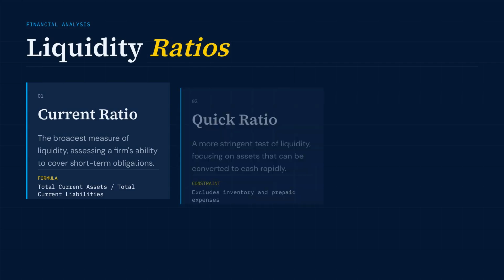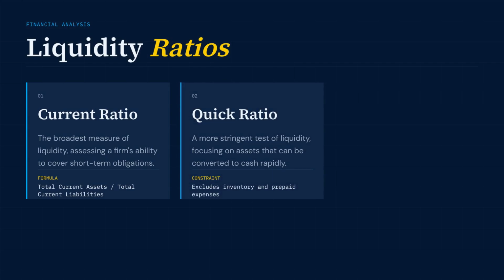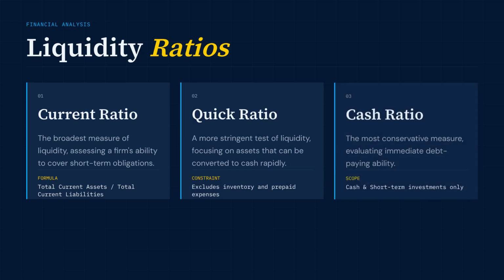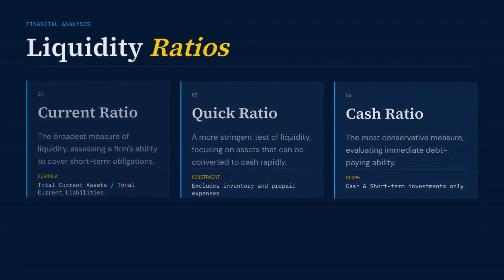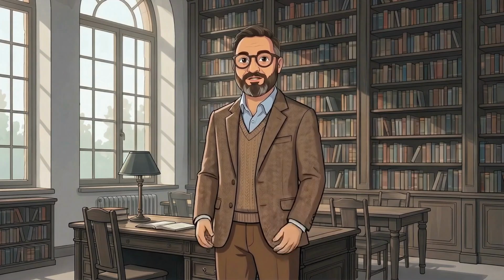The quick ratio is more focused, removing less liquid items like inventory to see what's readily available to pay bills. Finally, the cash ratio is the most conservative, asking, if we had to pay everything today, how much could we cover using only cash? Next, we have solvency ratios.